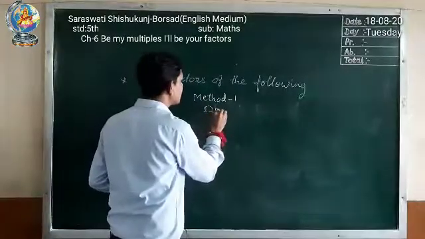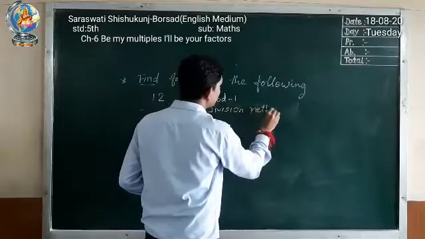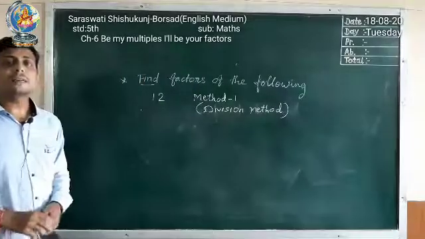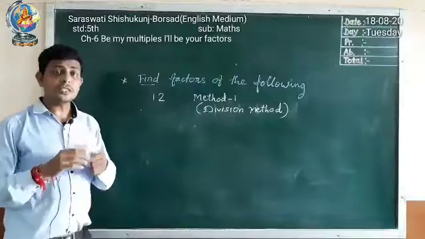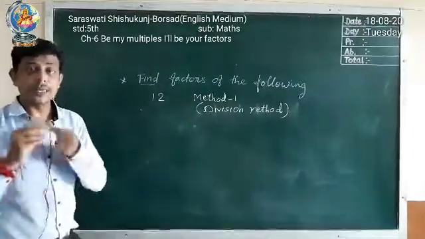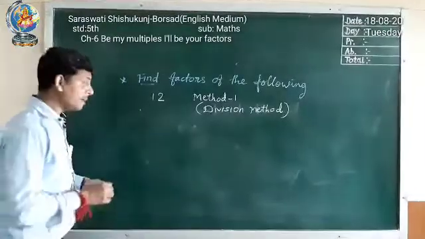Division method. In the division method, we just divide 12 by different numbers. The numbers for which we get remainder 0 are all factors of 12. So let us divide.